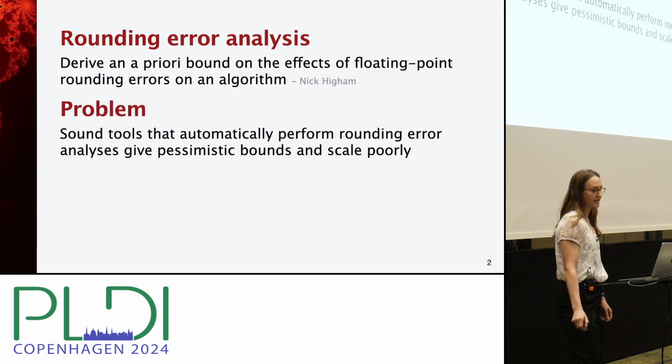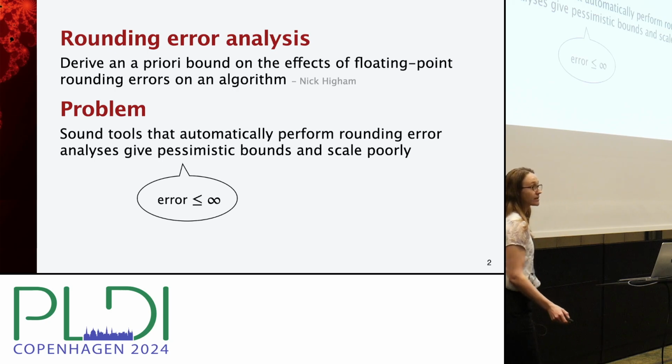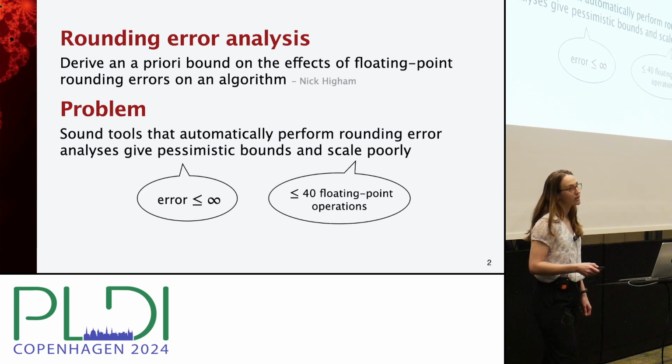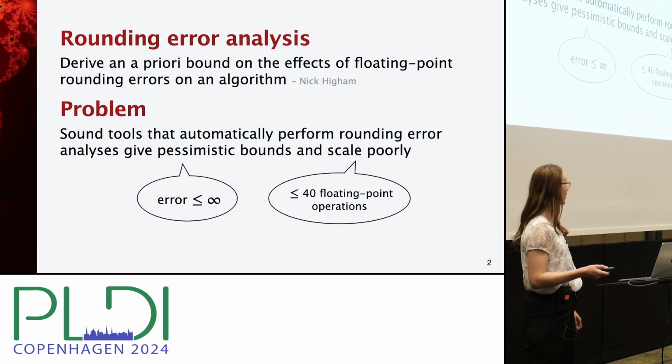But the problem is that sound tools that automatically perform rounding error analyses tend to give pessimistic bounds and scale poorly. By pessimistic bounds, I mean that these tools might often return to us that the error is upper bounded by infinity, which is generally not a useful result. And by scaling poorly, I mean that these tools usually only work on benchmarks with fewer than 40 floating point operations.